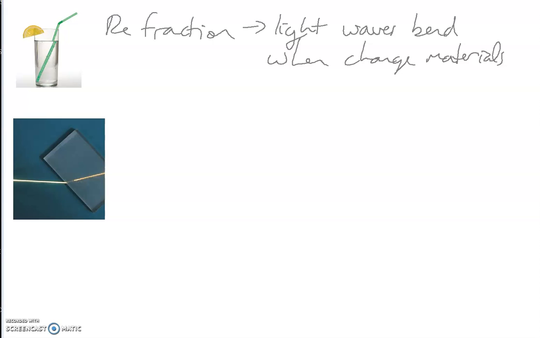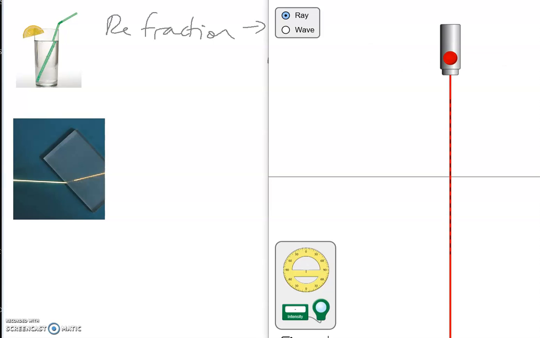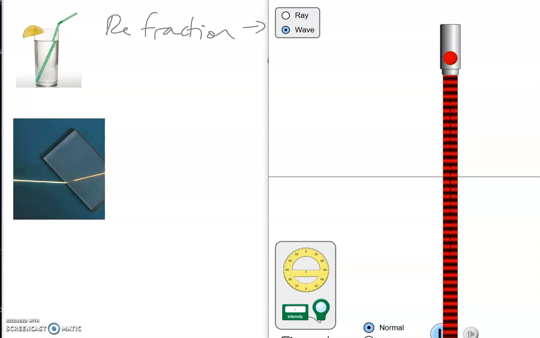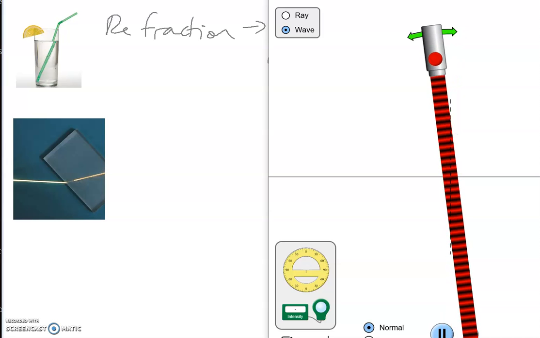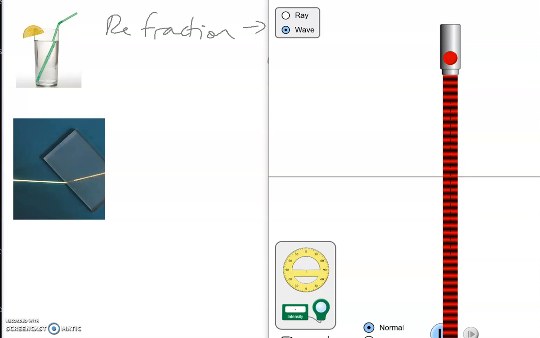Okay, now why does it bend? Well, let's crack up that simulation and I can show you why it bends. We're going to actually show the actual waves here. So here's the waves, and they're coming in. What I'm going to do is angle this like this, and I can actually change the angle. But I'm going to show you why it happens. I'm going to change the material in the bottom, something like that, so make a different material.